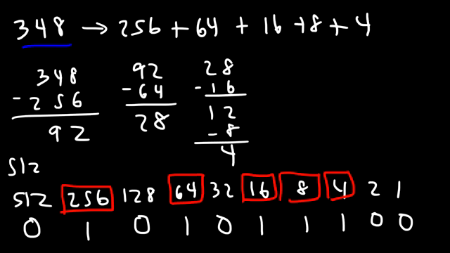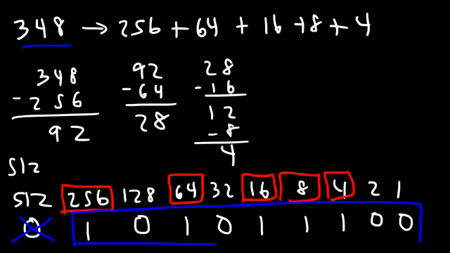Now, any zeros to the far left are insignificant, so we don't need this 0. So our answer starts from here. And this is the binary number that we had in the beginning. 1010111100. And so that's another way in which you can convert a decimal number into a binary number using subtraction.